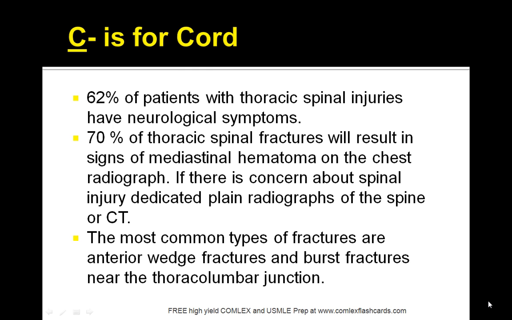Again, now we're going to move on and be reviewing C, which is for cord. 62% of patients with thoracic spinal injuries have neurological symptoms. 70% of thoracic spinal fractures will result in signs of mediastinal hematoma on the chest radiograph. And if there's a concern about spinal injury, dedicated plain radiographs of the spine, or CT, must be looked at. The most common types of fractures are anterior wedge fractures and burst fractures near the thoracolumbar junction.